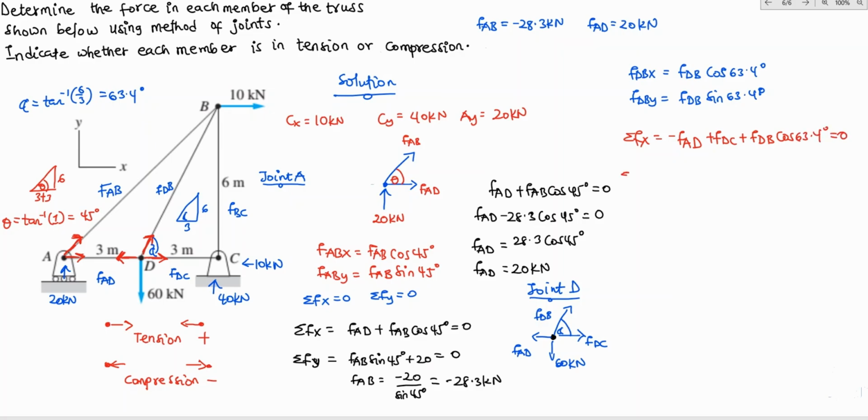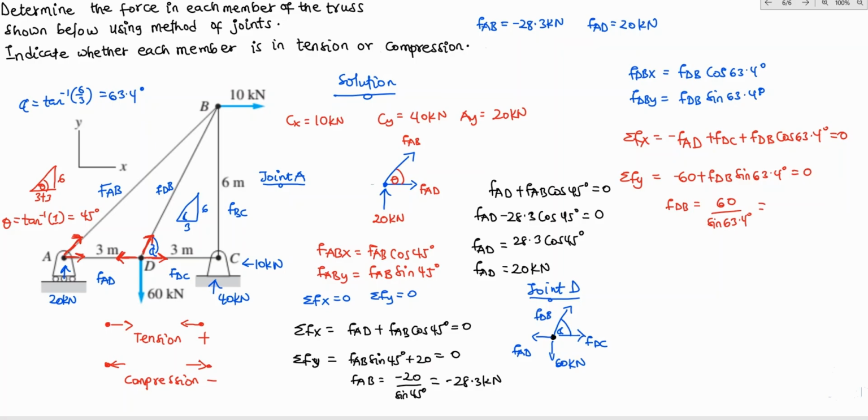Let's consider the sum of the forces in the y-axis direction also. For that one, the only forces in the y-axis direction will be the 60 kilonewton, and then the y component of FDB. We're going to have minus 60 plus FDB sine of 63.4 degrees. This should be equal to 0. So we're going to have FDB to be equal to 60 divided by sine of 63.4 degrees.